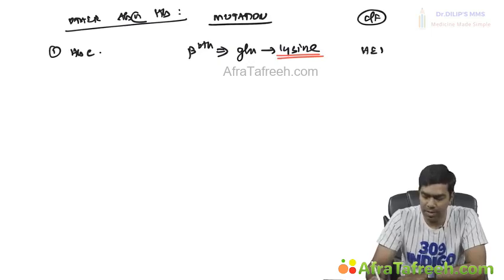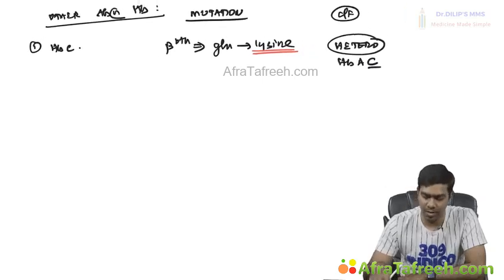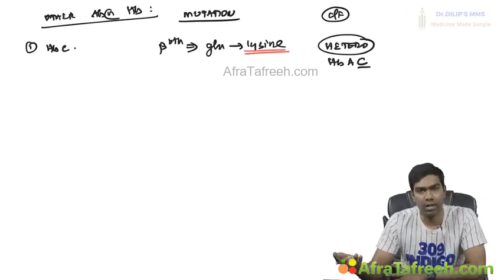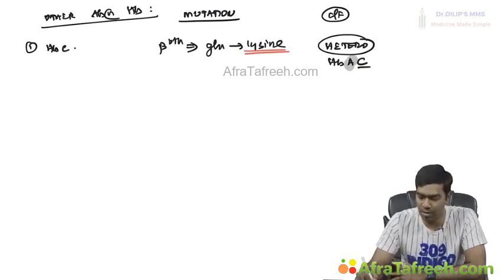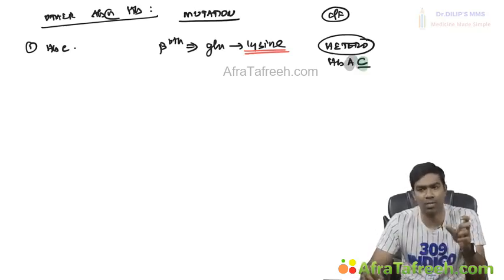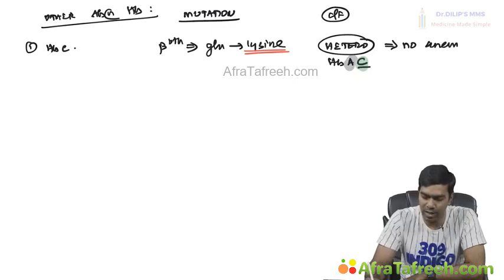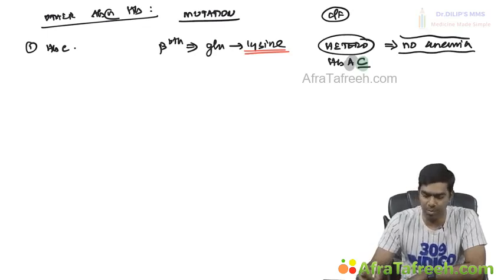What happens if the patient is a heterozygote? In heterozygotes, I can write this as HbAC, which means one is HbC, another one is normal. That's why it's normal. Only one beta globin gene is affected, or only one chain is affected with this HbC. So these patients usually will be carriers only, and they won't have any anemia. They might have a few target cells, but apart from that, they don't have any problem.